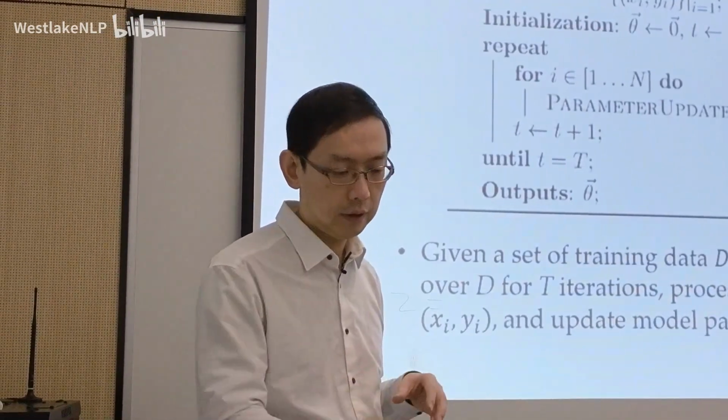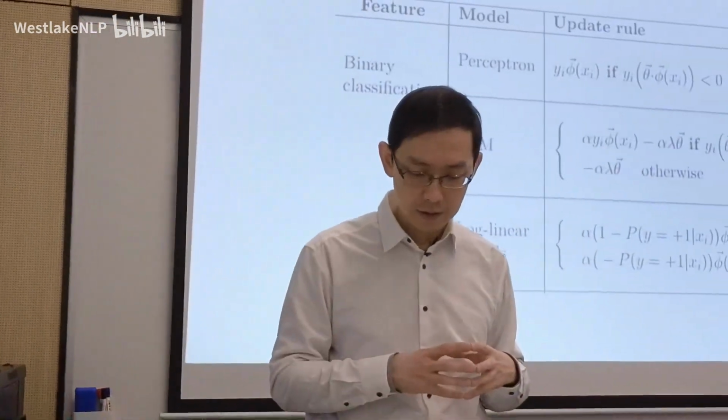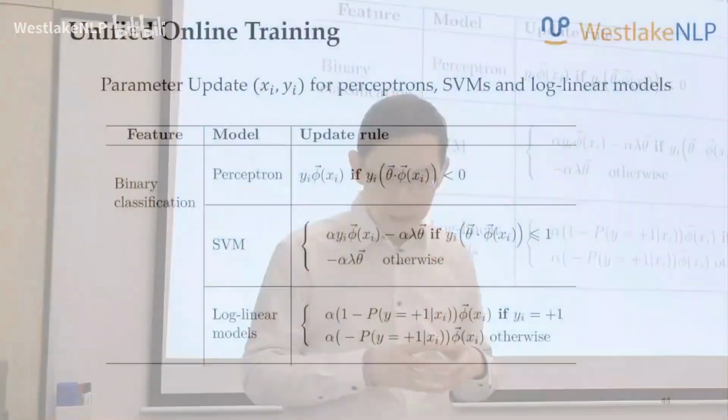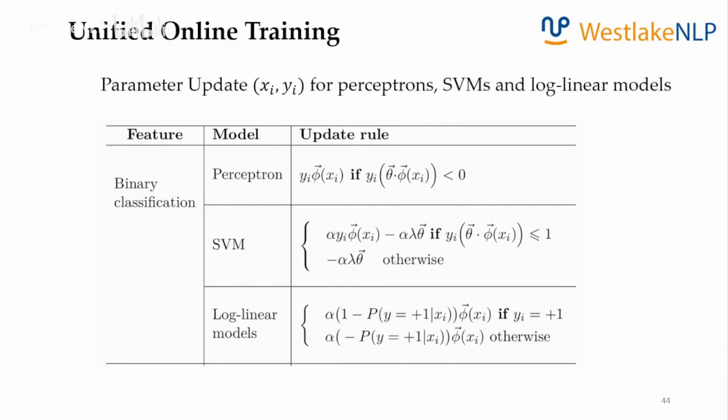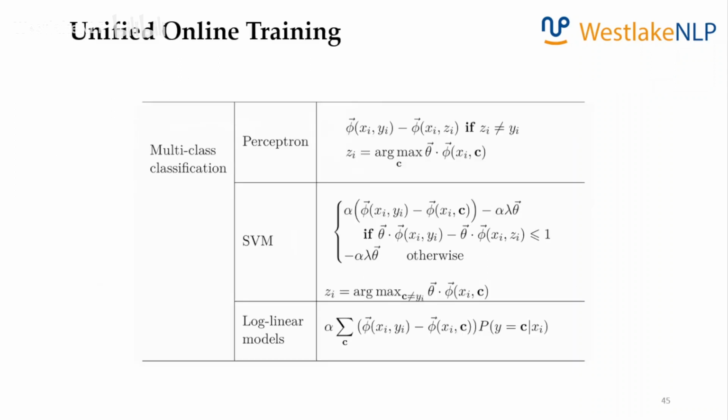How are they different? Let's take the table for binary classification, as we already summarized. You can also read the textbook offline. They are similar but different. This is for the binary case. Now for the multi-class case, let's look at the second slide. They are also similar, but have slight variations.